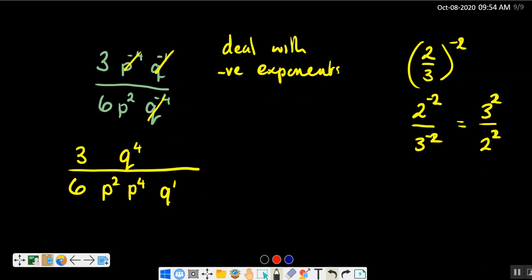The reason why that's useful is because I'm now going to do this. What does 3 and 6 simplify to? 1 and 2. Happy with that? Q to the power of 4 simplifies with q, so the 1 simplifies and becomes a 3. Good. Is there anything else that simplifies top and bottom? No. So now what I've got on top, I've got 1, which I'm not going to write. I'm going to write q to the power of 3. What's underneath? 2.